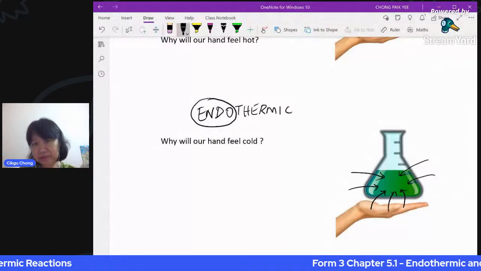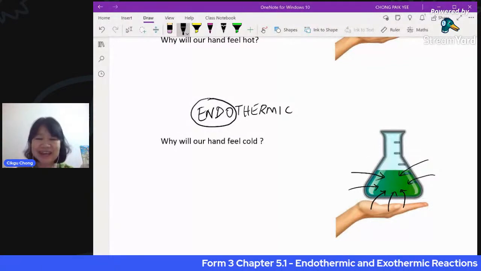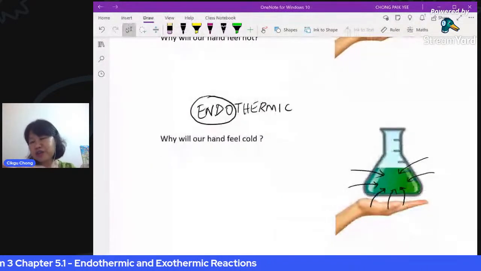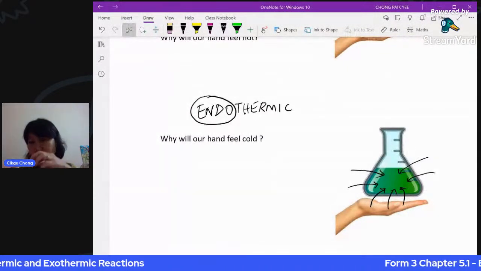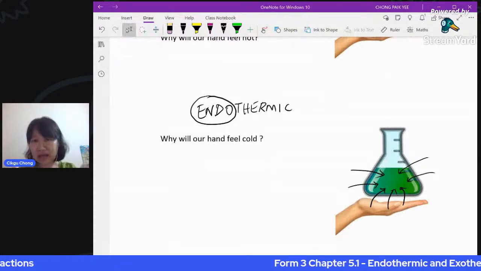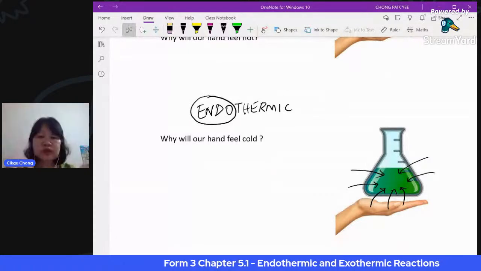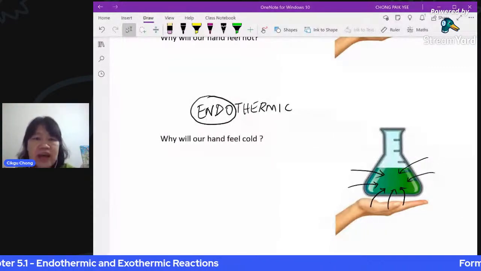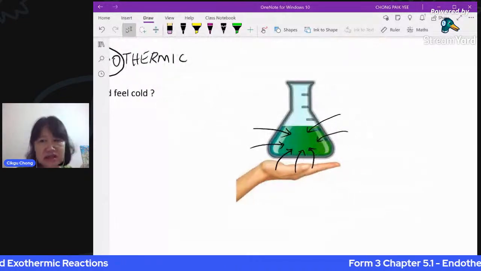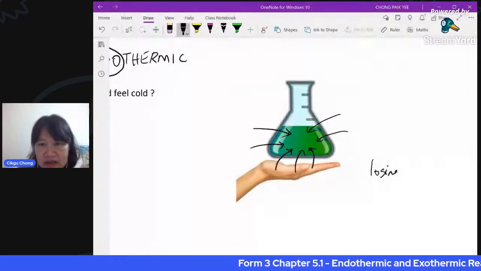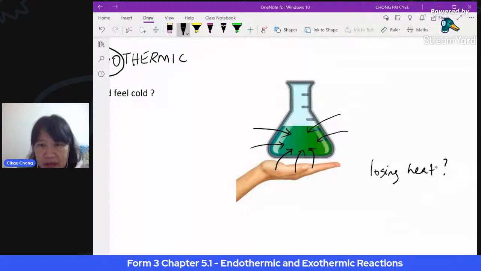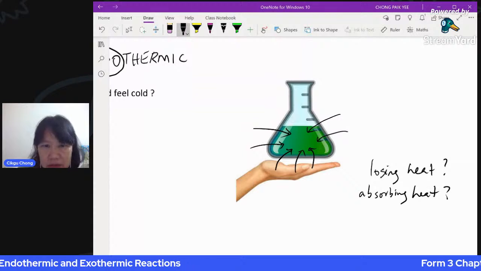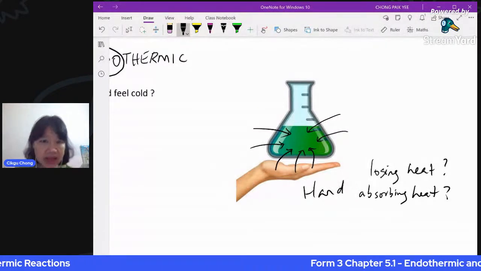If it's touching your hand, okay, imagine this is actually touching. The two hands here are touching the chemical there, the conical flask. So if it's touching, that means the heat from your hand is taken by the chemical. It goes inside. So is your hand losing heat or absorbing heat? We're talking about your hand.